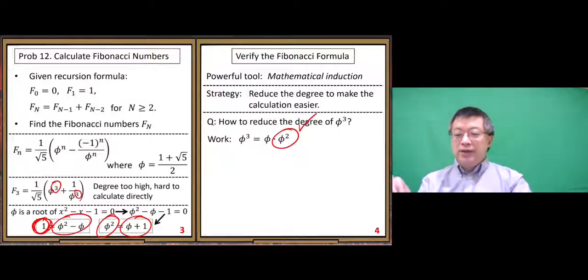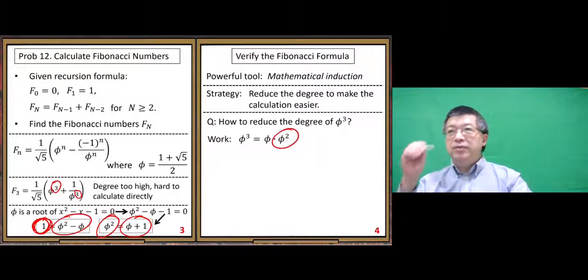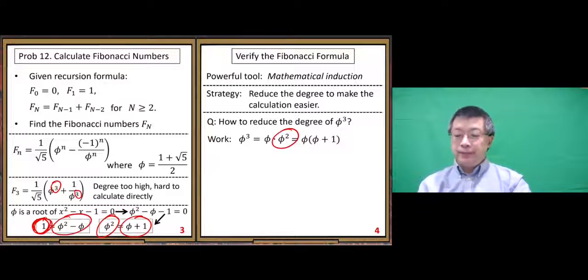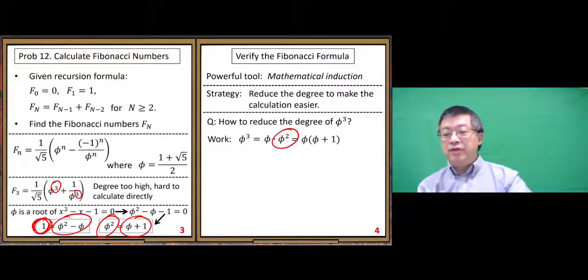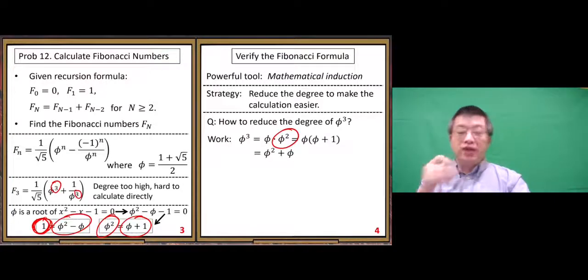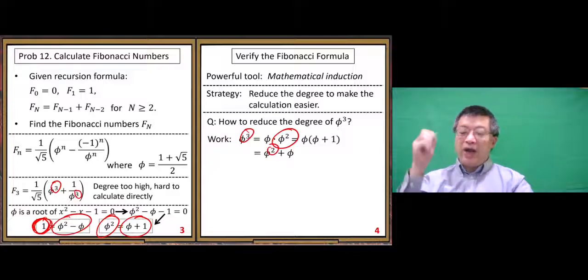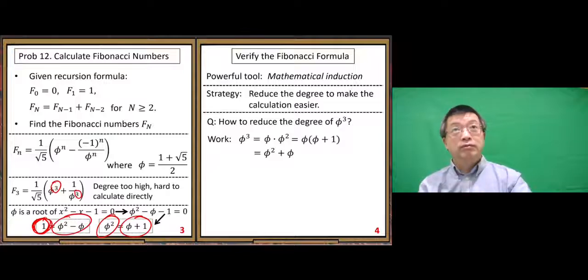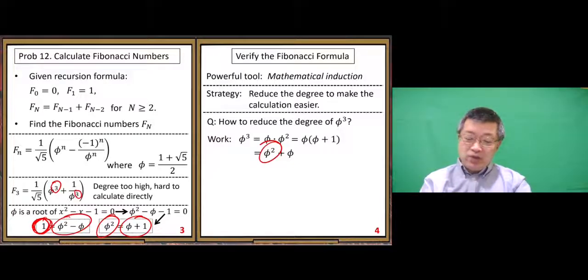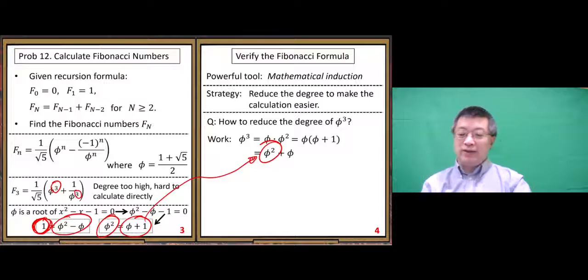Now we are ready to simplify phi cube. So we replace phi squared by phi plus 1. This time you can see the total degree is reduced from cubic to quadratic. The question is, can we reduce it further? The lower the better, right? We see another phi squared. Can we replace the phi squared by another phi plus 1? After you do that substitution, you get 2 phi plus 1.